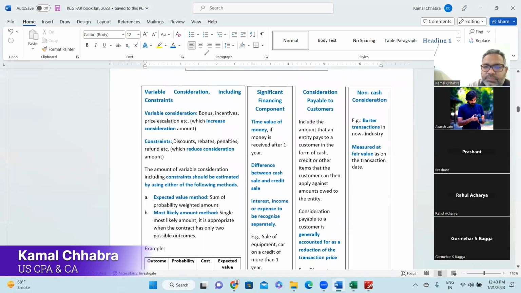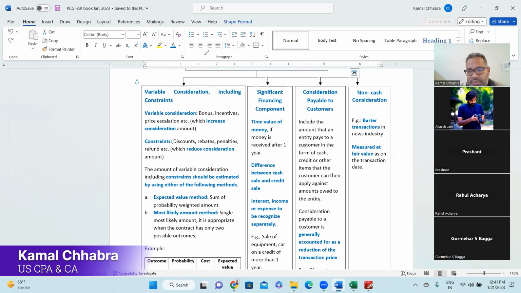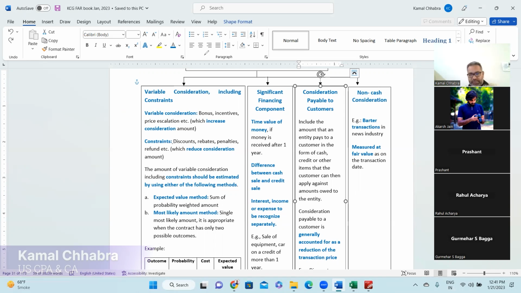Then the next topic is non-cash consideration, right? So so far we understood what is variable consideration. We understood constraint on the variable consideration. We understood significant financing option and the impact of significant financing option. Then we understood consideration paid and payable to the customer. Now the last thing in the transaction price is non-cash consideration, that is barter transaction, right? So barter transaction is always measured at the fair value of the goods you are receiving, right? Not the goods and services you are providing.